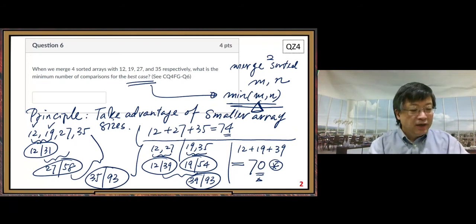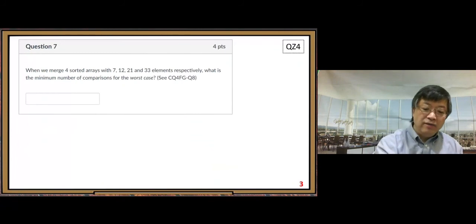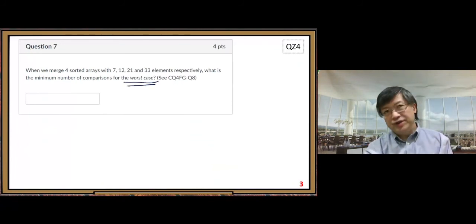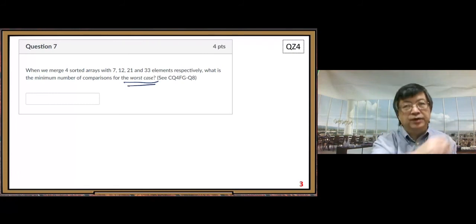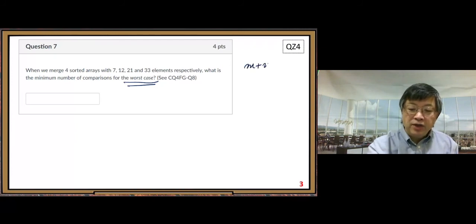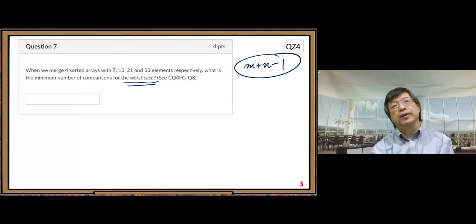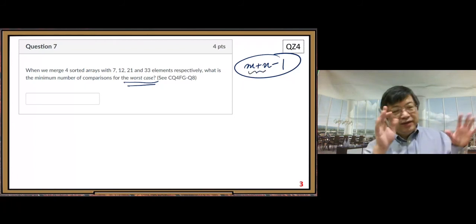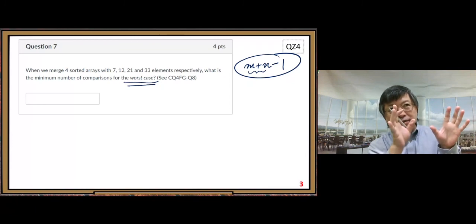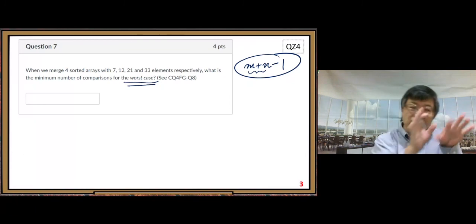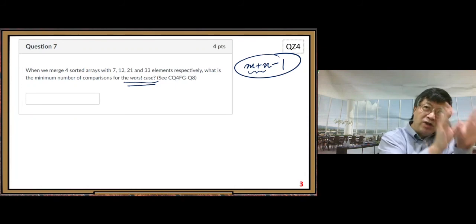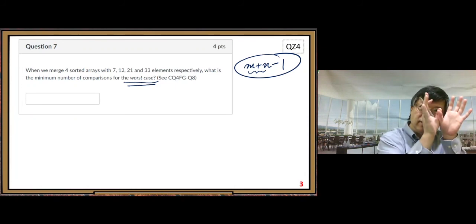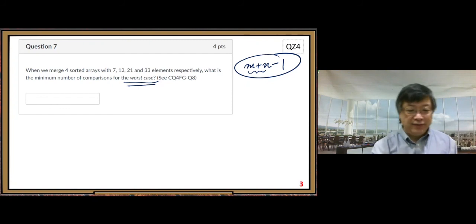So the next question, this time for the worst case. Our formula will be different. The formula is m plus n minus 1. Because of that, we try to make this sum as small as possible. So when we merge, we try to merge the smallest possible array sizes in that way.